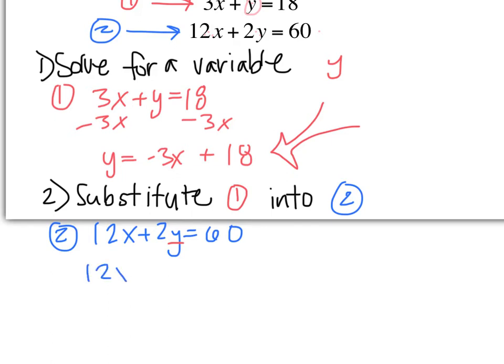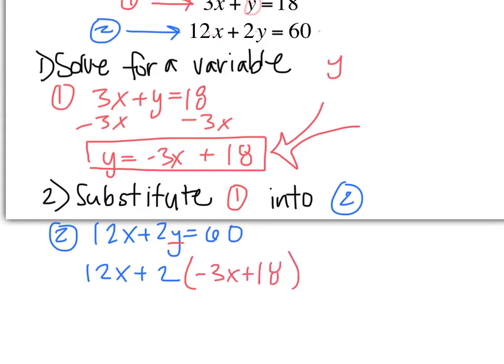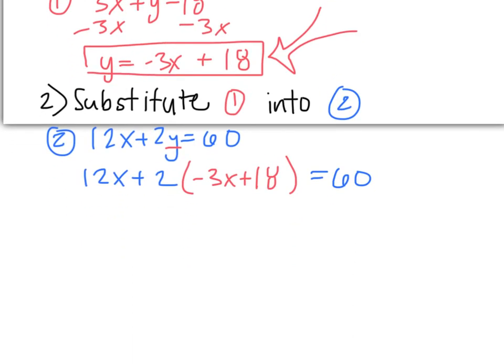So you get 12x plus 2 times all of this, which would be negative 3x plus 18, equals 60. Now if you distribute, you get 12x plus 2 times negative 3, which is negative 6x, so minus 6x, plus 2 times 18, which is 36, equals 60. Here's where all the fun math stuff comes up.